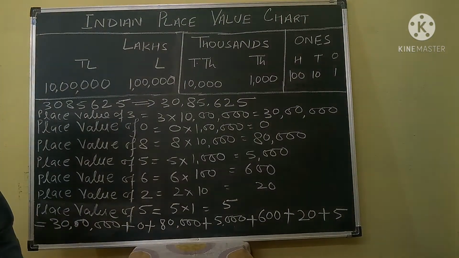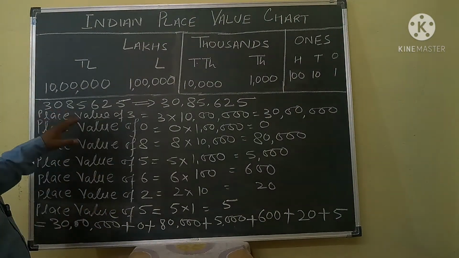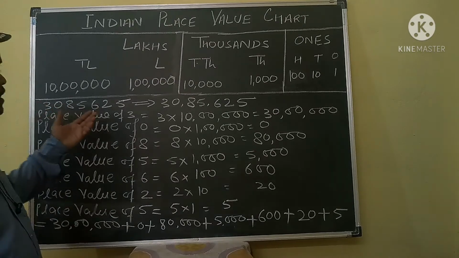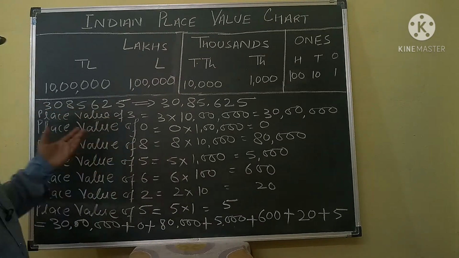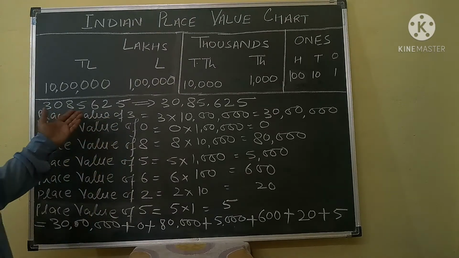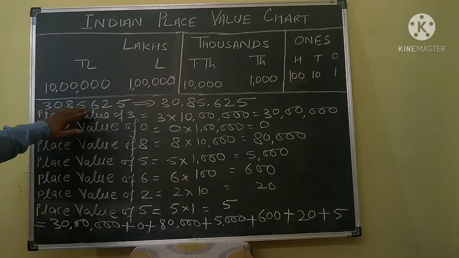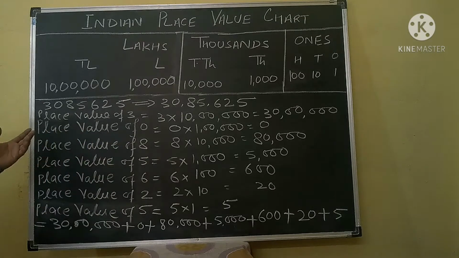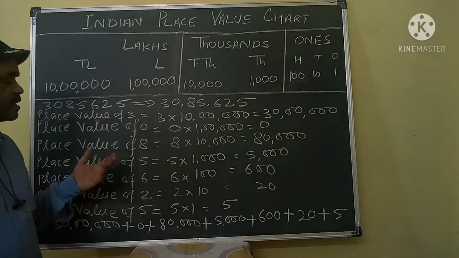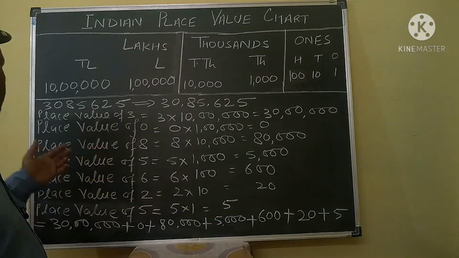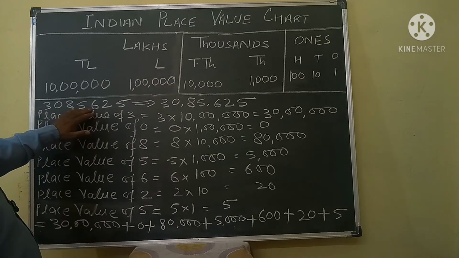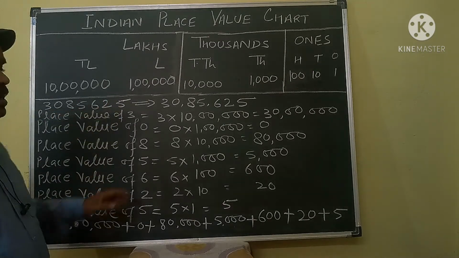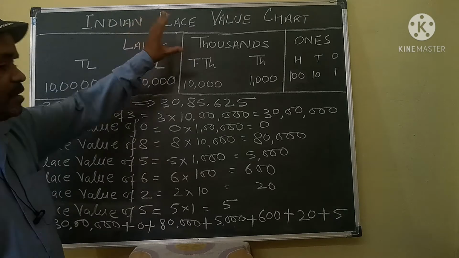Hello students, again welcome to my class. Now we will discuss the expanded form of 3085625. This is one more example. How can you write the expanded form of 3085625 according to the Indian place value system?